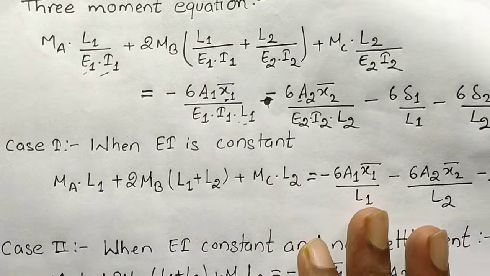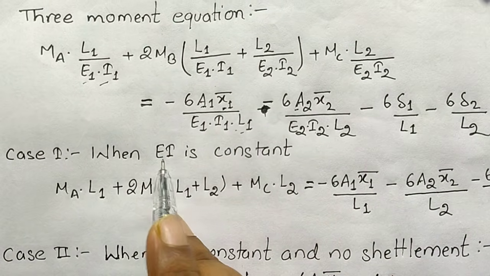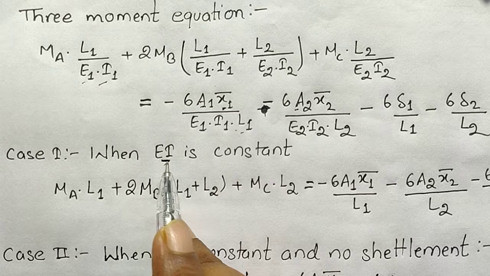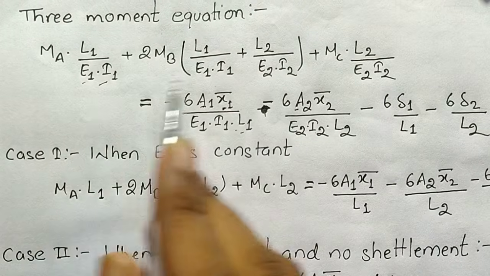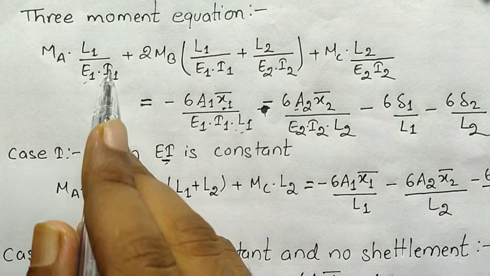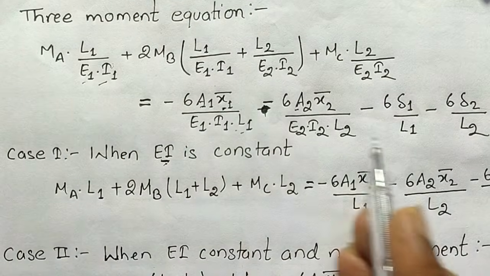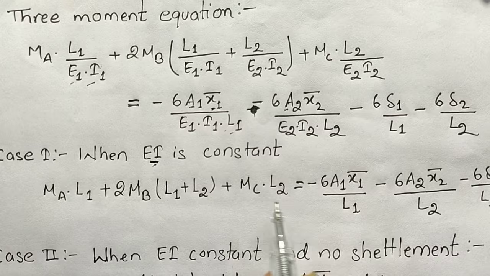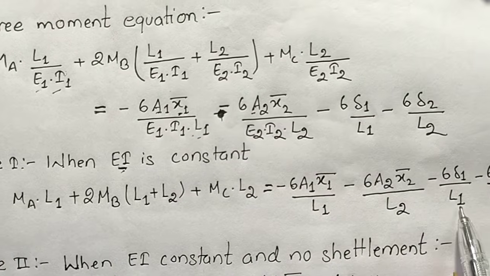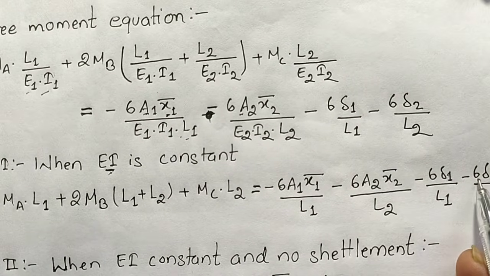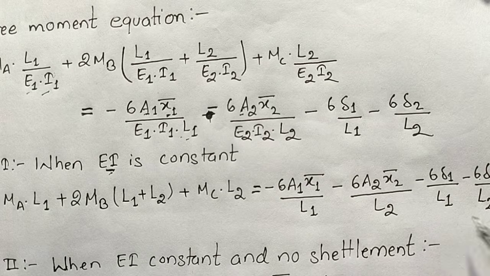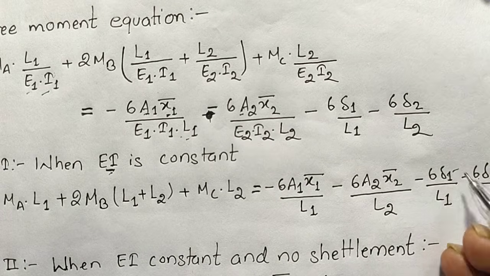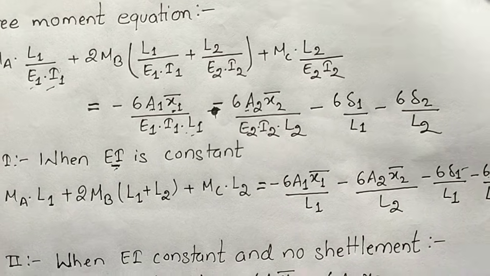And the first case is when our EI is constant, meaning our flexural rigidity is constant. Then we simply cancel out EI from the general equation. Then our equation comes out to be as you can see here, and here delta represents the settlement of the support.